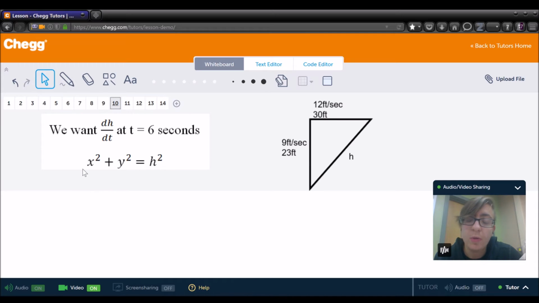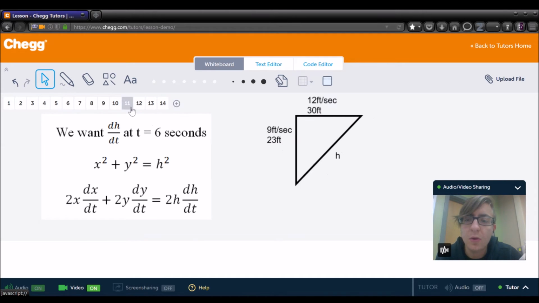So we know that the Pythagorean theorem is a squared plus b squared equals c squared. But to keep with the idea of implicit differentiation, let's use x squared plus y squared equals h squared. So now we know dh/dt at the time t of 6 seconds is what we're looking for. This is our equation. Take a moment to think about how you would solve this. If you didn't get it, that's okay.